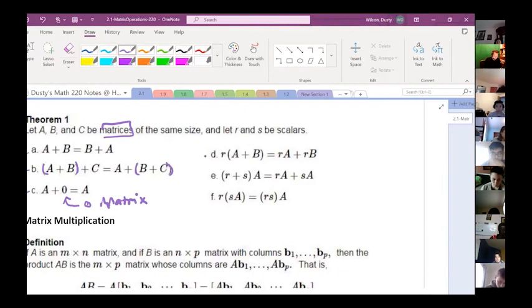In D, you have the scalar. Now here you have your scalar R, and it can be distributed just like has happened in the past. In E, you can see, again, you take those scalars and we could distribute the scalars through. And in F, you have the associativity of the scalars. So nothing too complicated. Again, all of this stuff is intuitive.